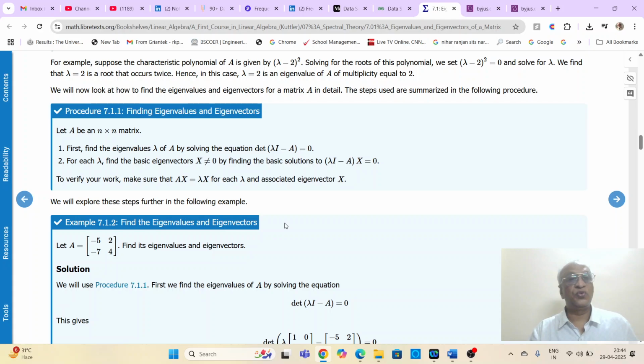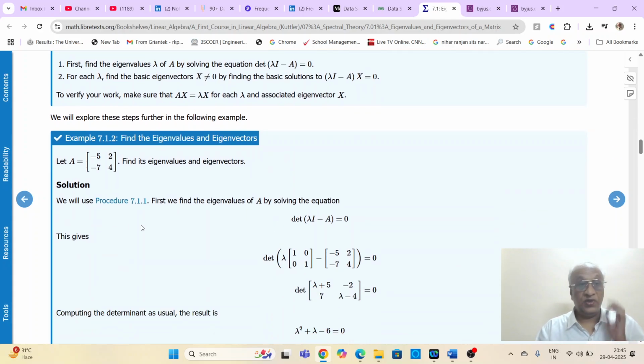Now what is the procedure for finding eigenvalues and eigenvectors? Let the matrix be a square matrix. First find the eigenvalues lambda of A by using the equation determinant of lambda I minus A equal to 0. For each lambda, find the basic eigenvector X not equal to 0 by finding the basic solutions to lambda I minus A times X equal to 0.